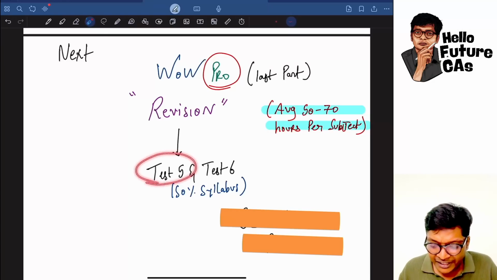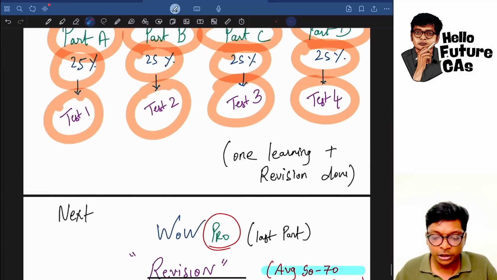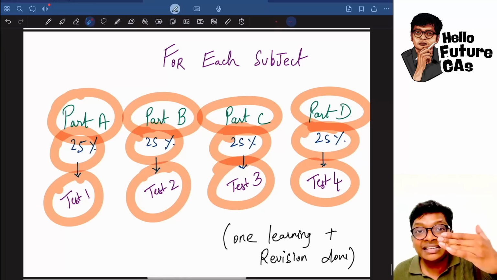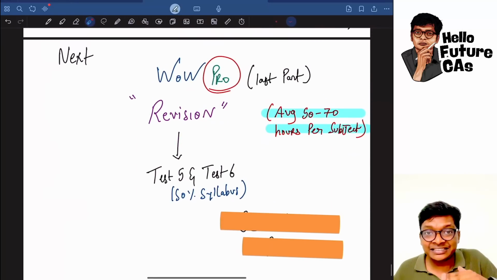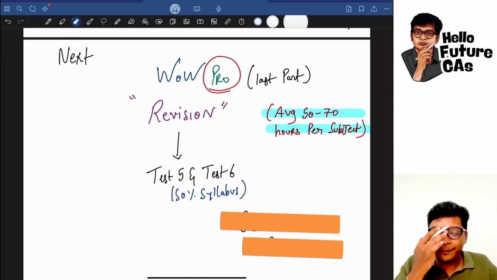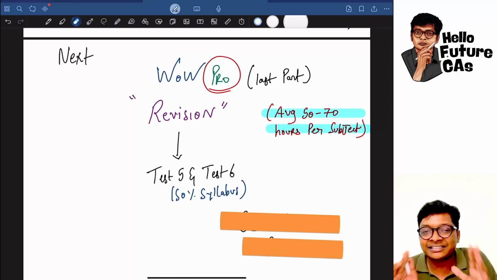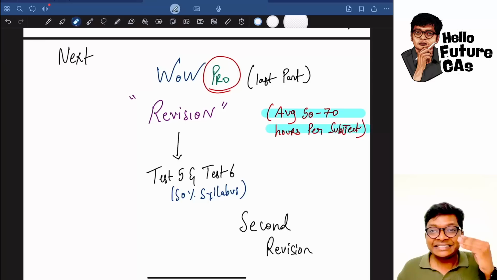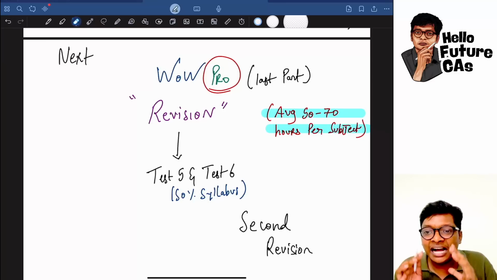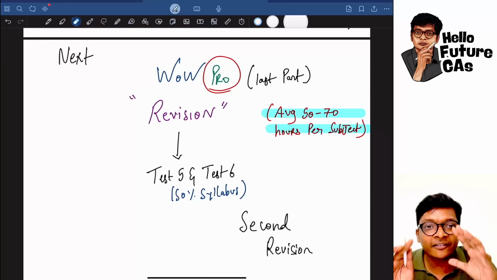Test 5 and 6 is 50% syllabus. So above is like quarterly exams. Here, this is like half-yearly exams. What happens after you finish the Wow Pro classes and you write these tests? Second revision is done. This is like half-yearly exams done in our school.